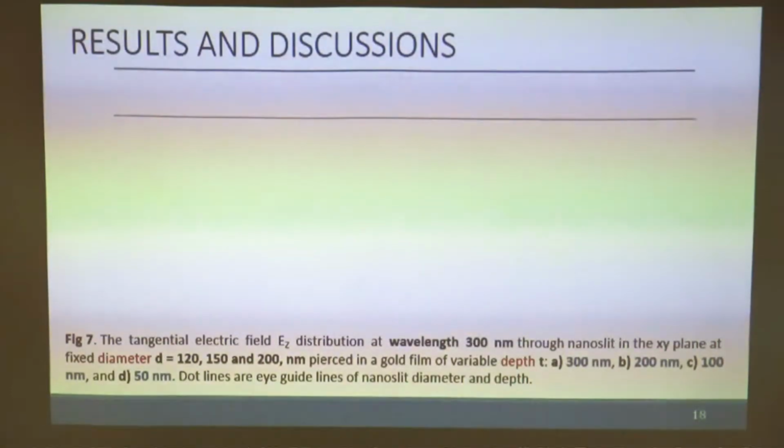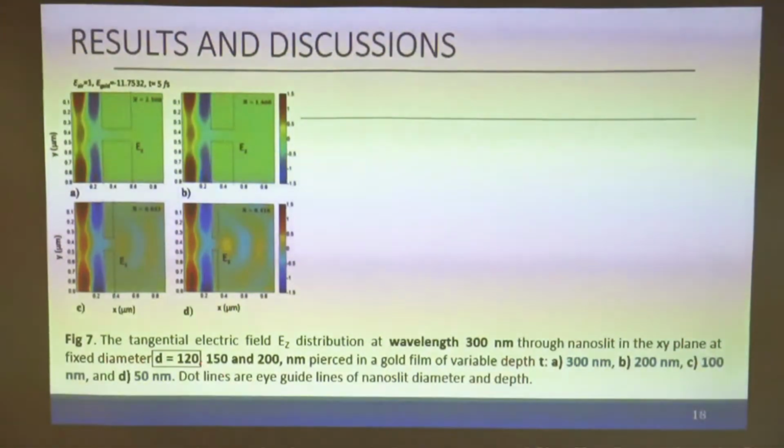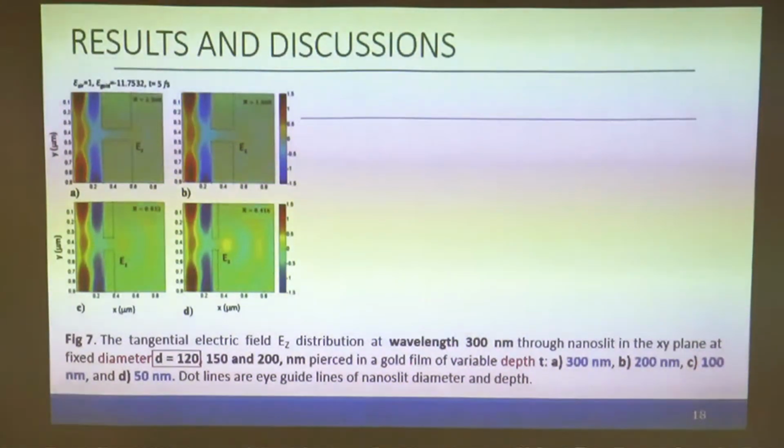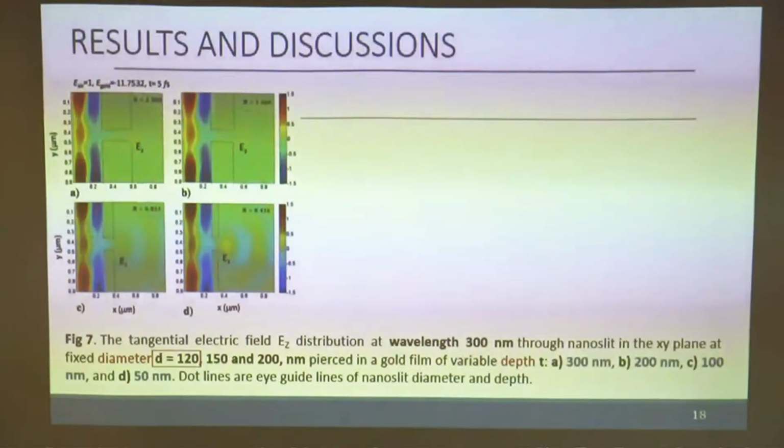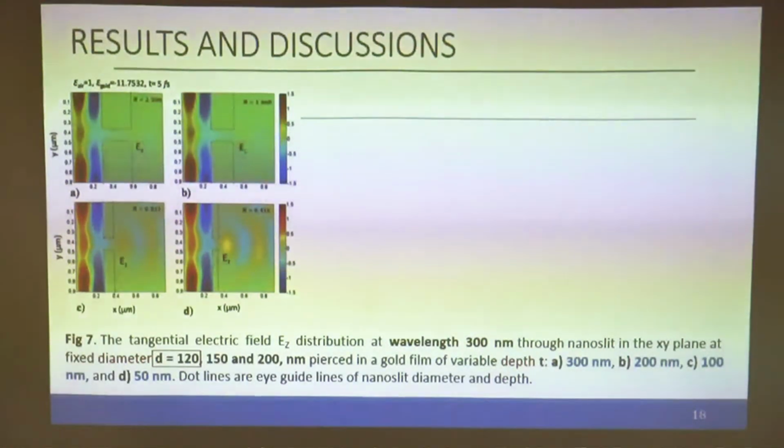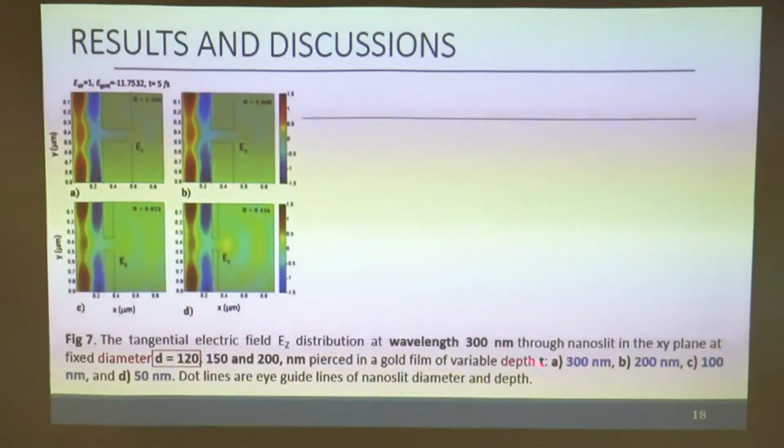My result is what you can see here. You can see the tangential electric field distribution, and I use, as I say, a fixed wavelength of 300 nanometers through the nanoslit. So the diameter is 120 nanometers, and I use the variation. For example, this is 200 nanometers, 200 nanometers, 100 nanometers, and 50 nanometers.